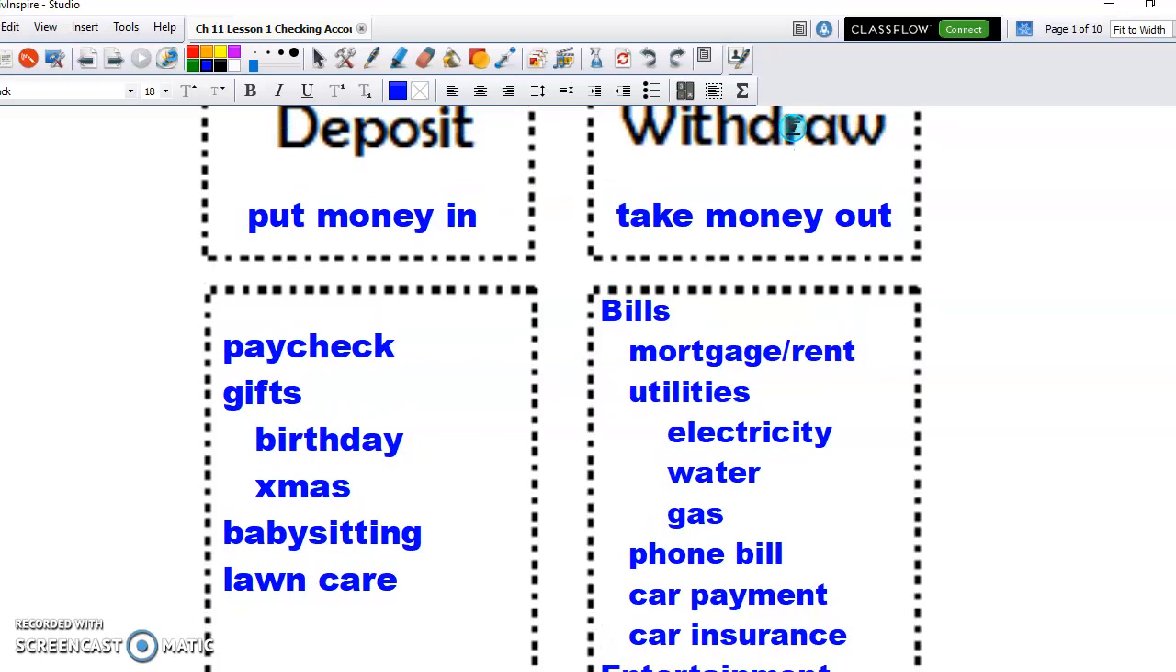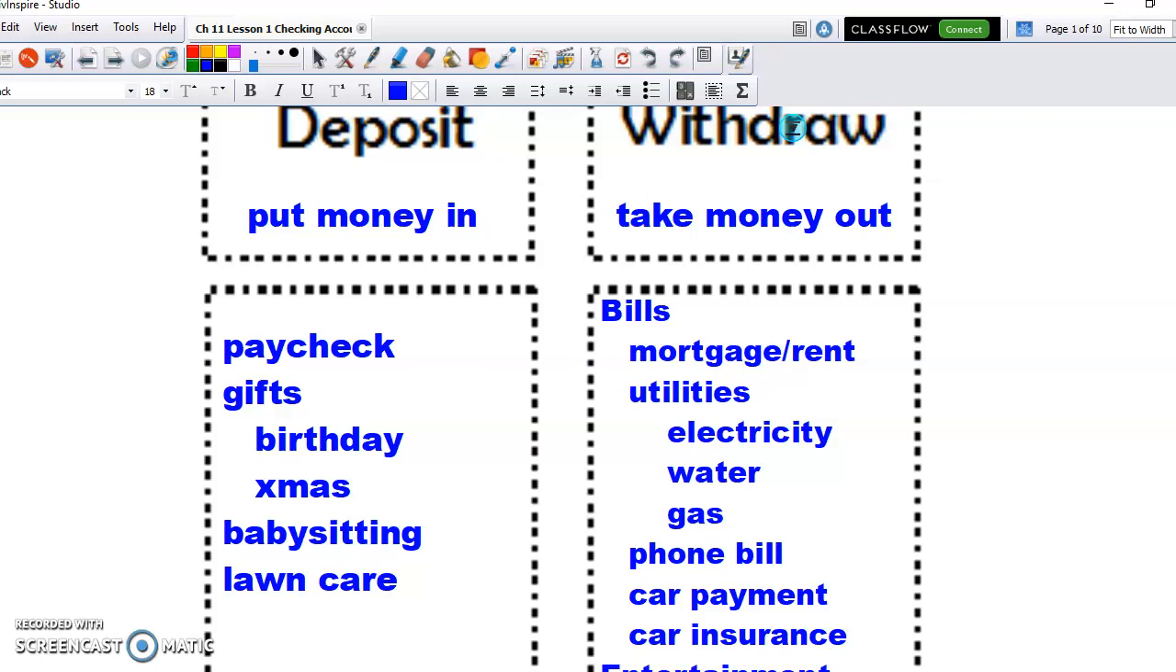I've given you some examples of deposits. I don't have that many deposits in my life. I get a paycheck, I get a gift for my birthday and Christmas, maybe from my grandparents. If you get allowance, babysitting money, or if you mow the lawn and get money. I only get a few deposits, but I do quite a few withdrawals. But I need to make sure that the money that I deposit is more than the money I withdraw, because if not, then I've spent more than I have.